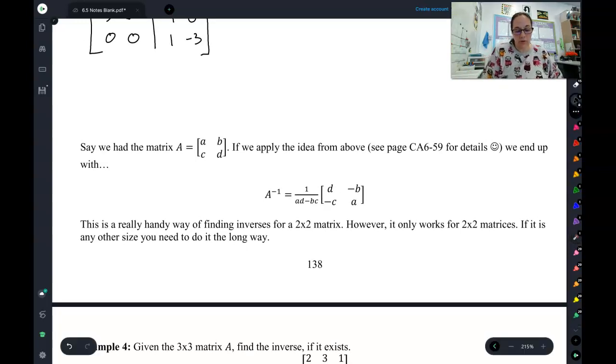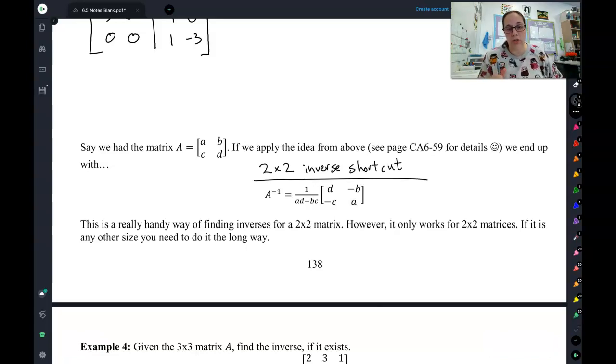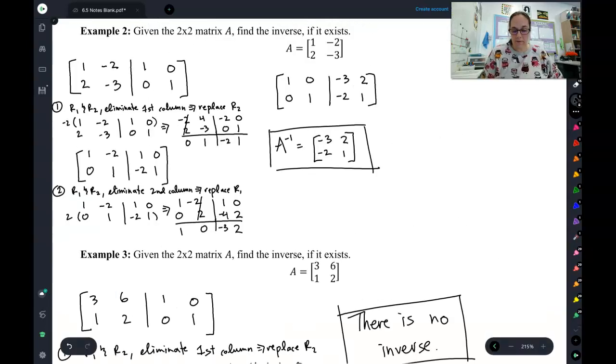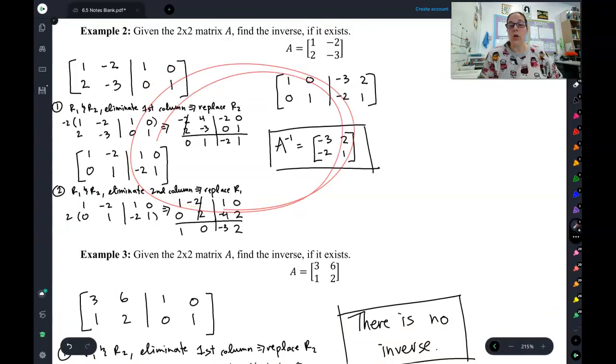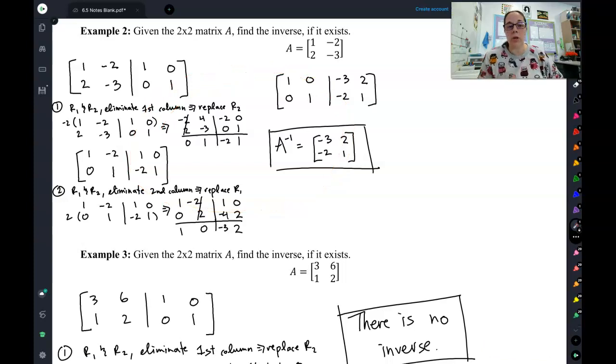So here's what I want you to do. This is the 2x2 inverse shortcut. This shortcut only works on 2x2s, period. But this is it. If you want to memorize this and use this shortcut instead of this process, you are more than welcome to, but you can use either one on the test and be perfectly fine.